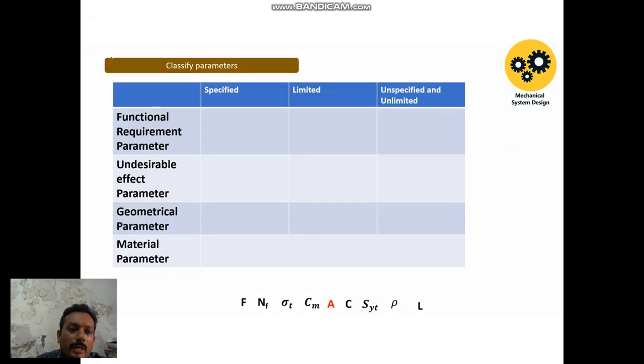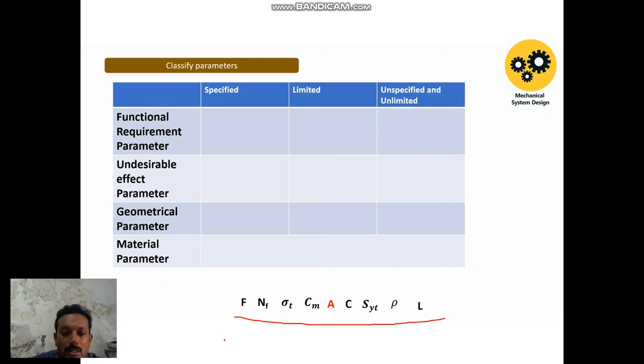Now we need to write down a table. First we write in rows the functional required parameters, undesirable parameters, geometry parameters and material parameters. So we have these parameters. Now according to these functional, undesirable, geometrical and material parameters, we need to write all these in specified parameters, limited parameters, and unspecified and unlimited parameters. So first we need to classify all this.